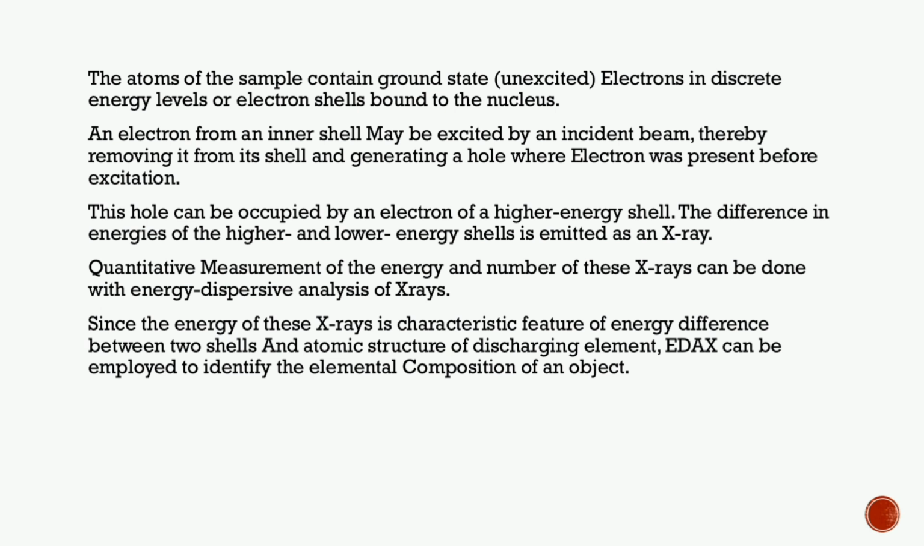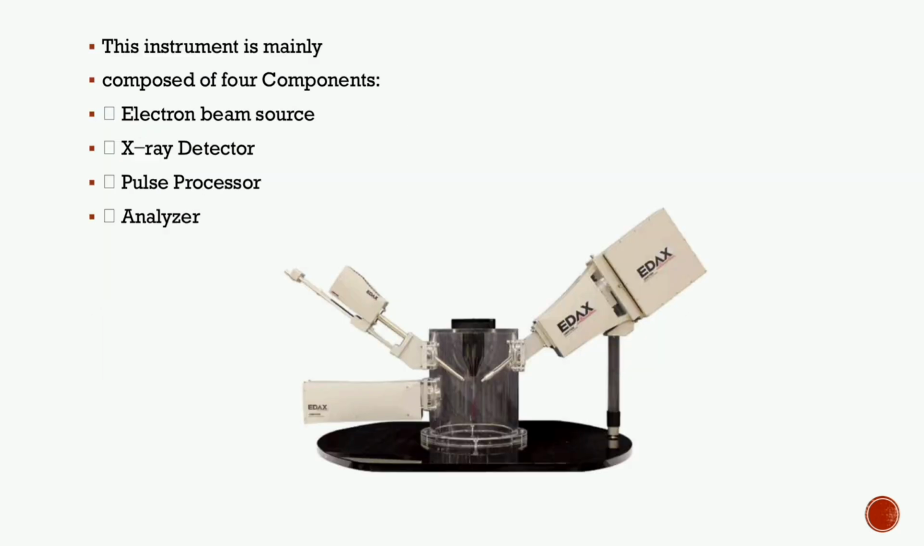Here the hole can be occupied by an electron from a higher energy shell. The difference in energy between the higher and lower energy shell is emitted as an X-ray. Quantitative measurement of the energy and number of these X-rays can be done with energy dispersive analysis of X-rays. Since the energy of these X-rays is characteristic of the energy difference between the two shells and the atomic structure of the emitting element, EDAX can be employed to identify the elemental composition of an object. The instrument is composed of four components: the electron beam source, X-ray detector, pulse processor and analyzer, as seen in the diagram.